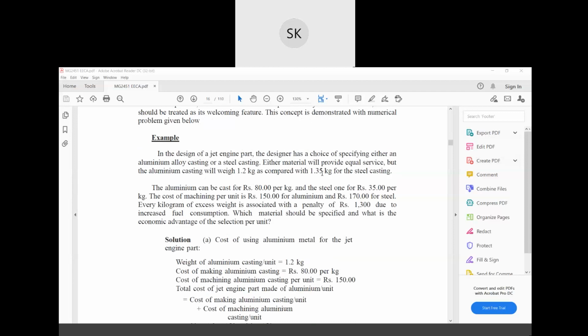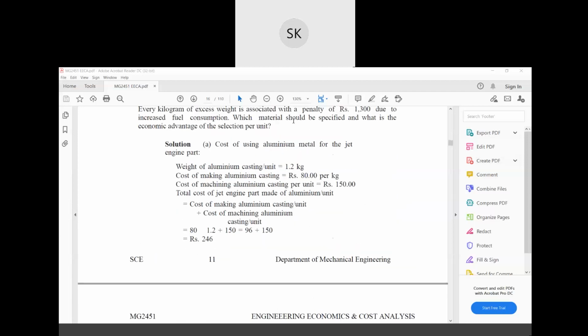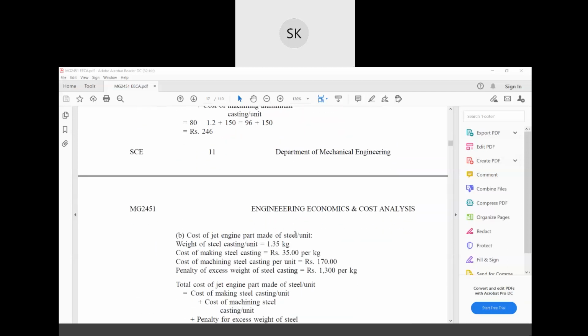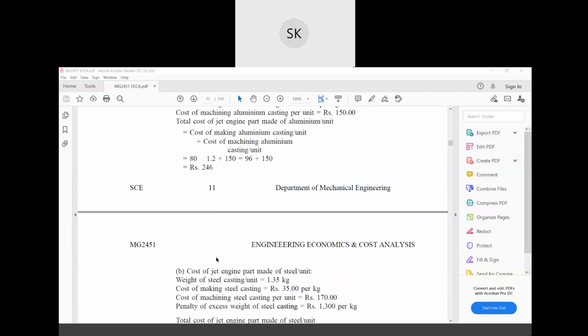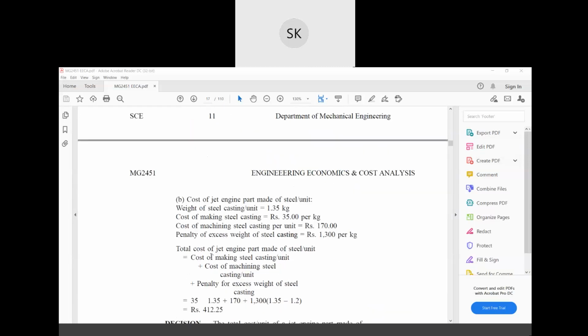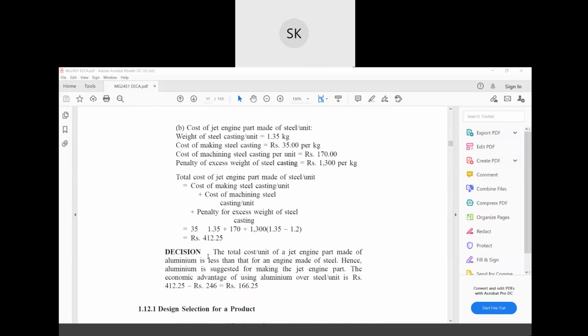But the steel weight is more compared to the aluminum cast. Here it is given, every kilogram of excess weight is associated with a penalty of 1300 due to increased fuel consumption. So if you see, aluminum was 1.2, but steel was 1.35. So we have to multiply the excess amount with 1300. So I am getting this amount. Earlier, aluminum I am getting rupees 246 per unit. For each unit, it was costing me 246, and for steel, it was costing me 412.25.